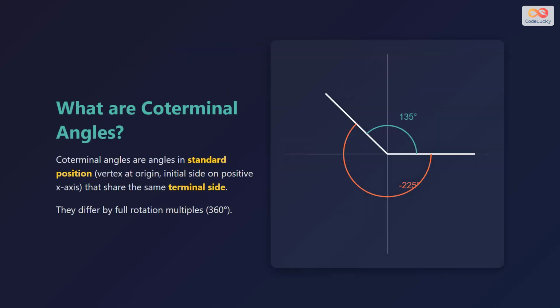First, let us define what coterminal angles actually are. These are angles in standard position that share the exact same terminal side. Even though they may look like the same angle on paper, they differ by the number of full rotations they have made around the origin.